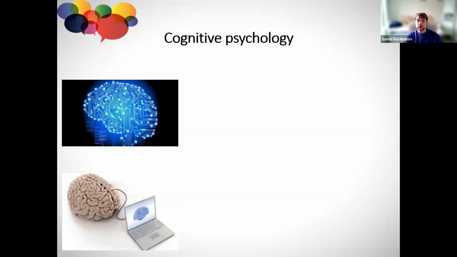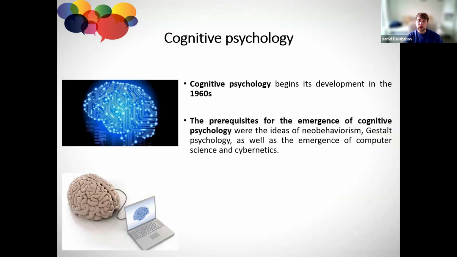Not surprisingly, the research on cognition started with the emergence of so-called cognitive psychology. Cognitive psychology started to develop in the 1960s, so around 60 years ago. It was the last of the major schools of thought in psychology. Basically, the ideas of cognitive psychology were based on the ideas of neo-behaviorism, with this idea of intervening variables. So between stimulus and reaction, psychology should study intervening variables.